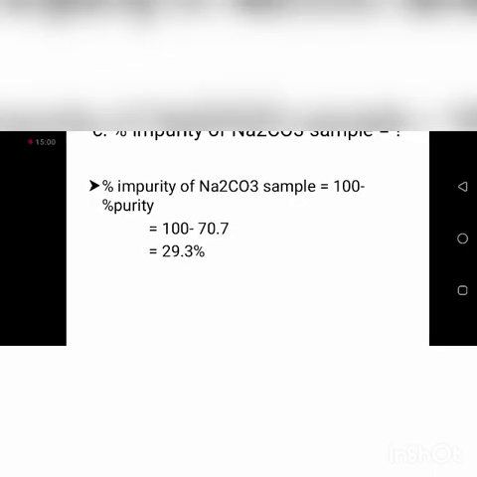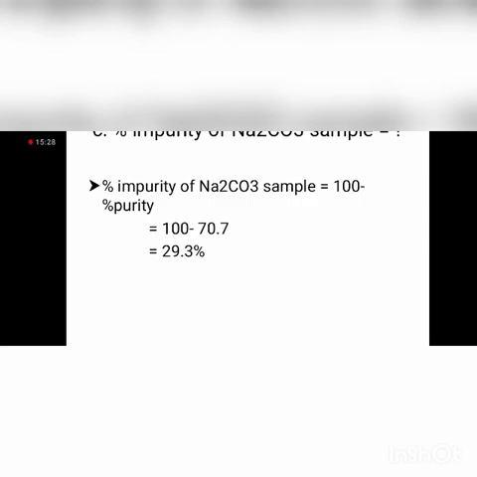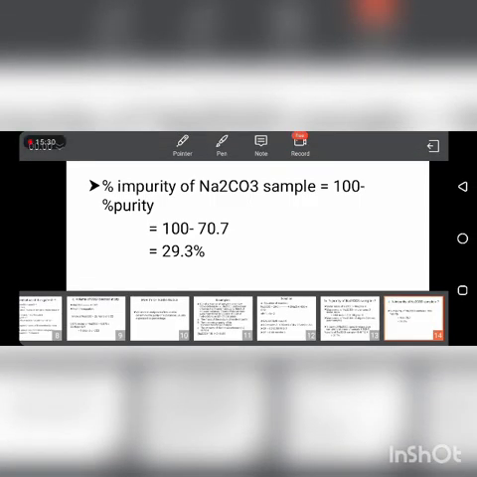Now, the last question, we want to get the percentage impurity of sodium carbonate sample. Since you have gotten percentage purity, to get percentage impurity is very simple. Just subtract it from 100, because the total must be 100. So percentage impurity of sodium carbonate is equal to 100 minus percentage purity. That means 100 minus the percentage purity we just calculated in question B, that is 70.7, and the percentage impurity of sodium carbonate in the sample is 29.3, and that is the end of the topic.